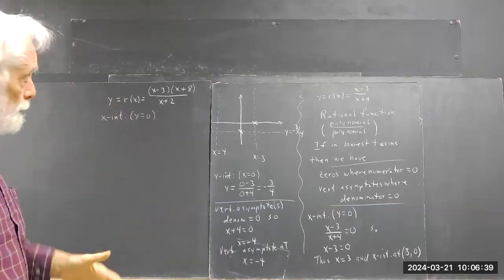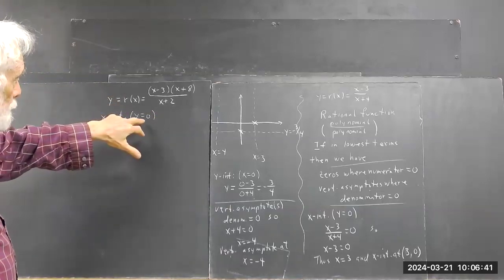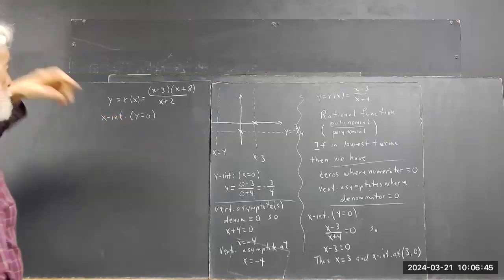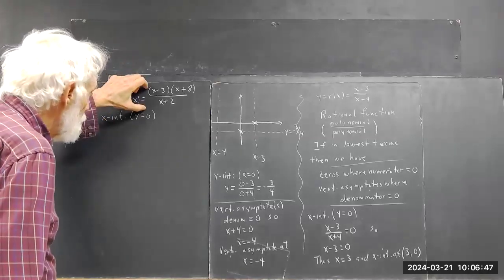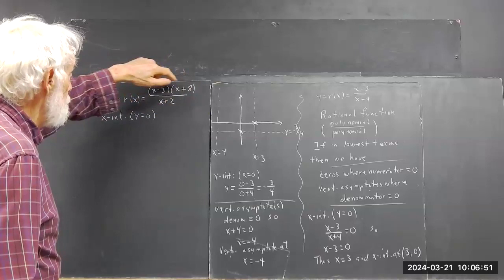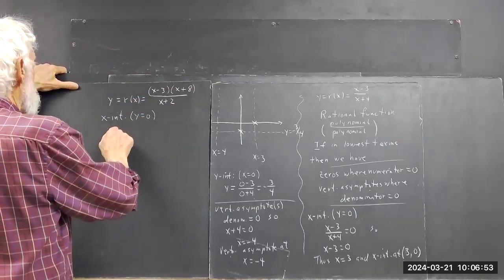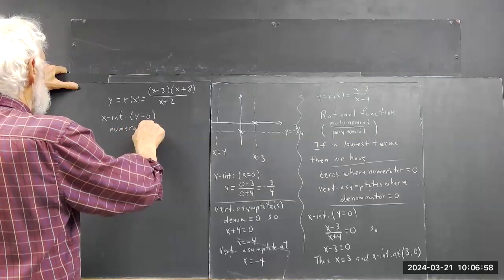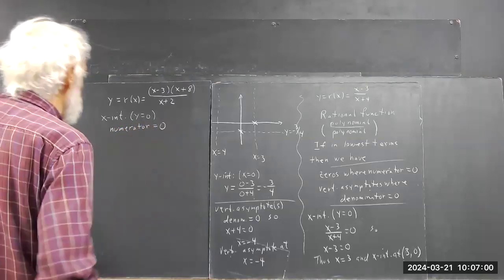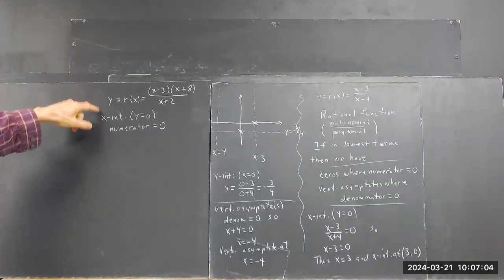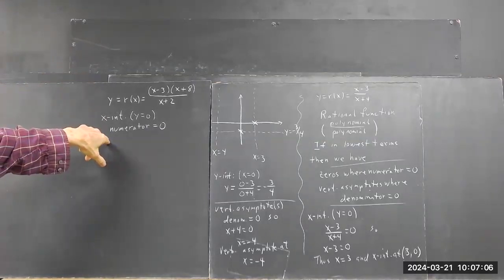Here's something you can take as a rule. The x-intercept, of course, occurs for y equals 0. And the only way the value of the function can be 0, the only way this expression can be 0, is for the numerator to be 0. So when you start working these, that's maybe the first thing you want to write down.